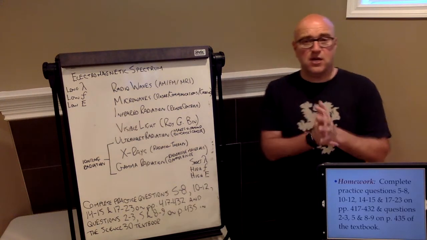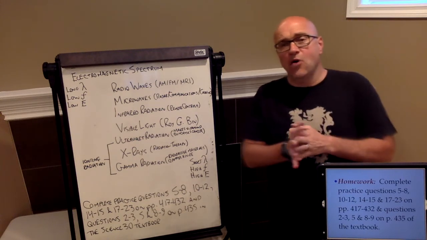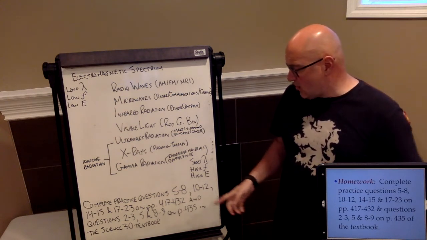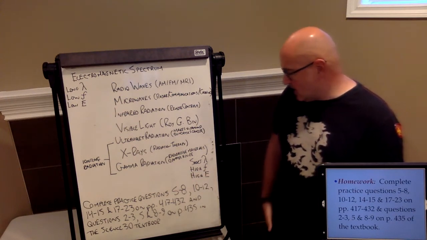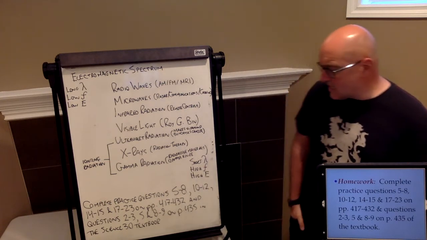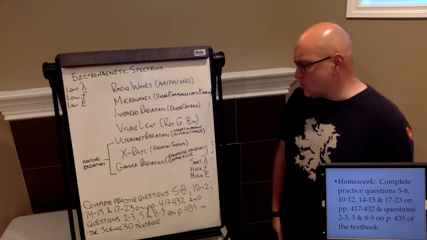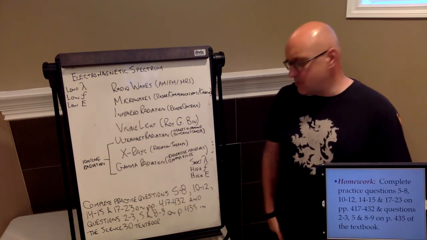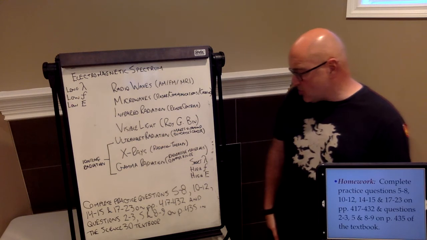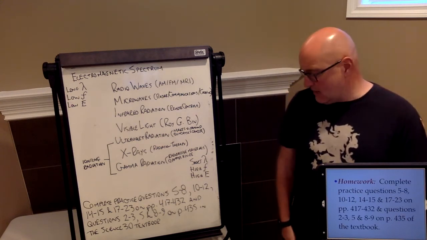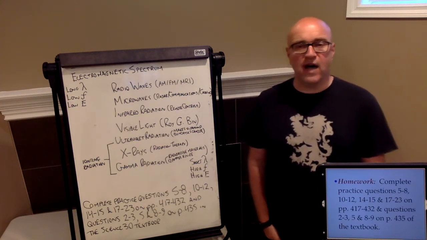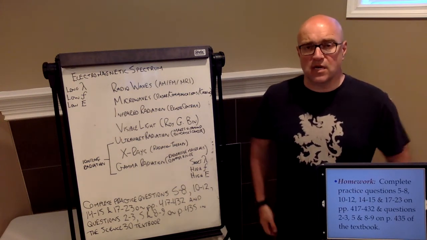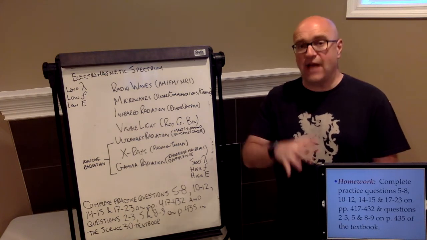And that's it. That's our discussion about the electromagnetic spectrum and all the goodies associated with it. What's your homework related to it? Well, there are a few questions. You've got questions 5, 6, 7, 8, 10, 11, 12, 14, 15, 17, 18, 19, 20, 21, 22, and 23 on pages 417 to 432 in the textbook. And you're going to answer questions 2, 3, 5, 8, and 9 on page 435 of the Science 30 textbook. So that'll be everything you need to know to cover the first half of the second half of Unit C.